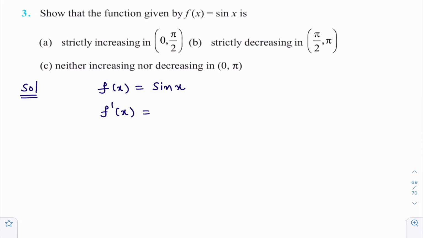Derivative of f of x with respect to x is f dash of x. Now, derivative of sin x. Derivative of sin x is what? Derivative of sin x is cos x.